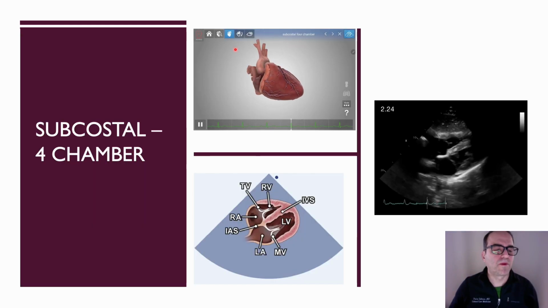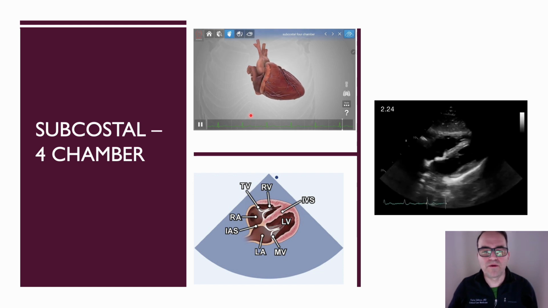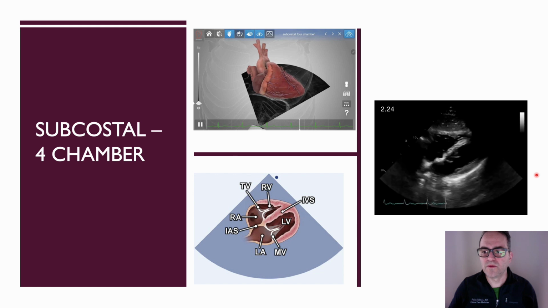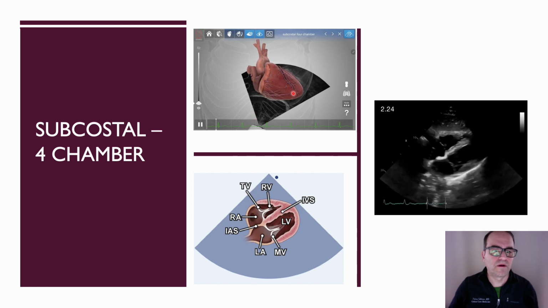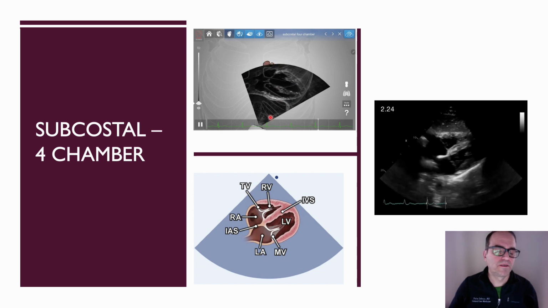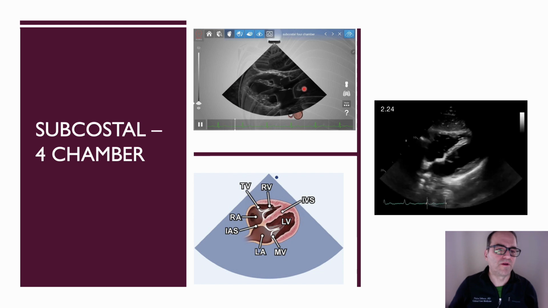This is your subcostal window. This is the 4-chamber view, and that's obtained with the index marker around 3 o'clock. This is your sound beam going through the heart structures, RV, LV, LA, RA. This is how the image is generated, but then it's flipped, and this is the way you see it on your screen.